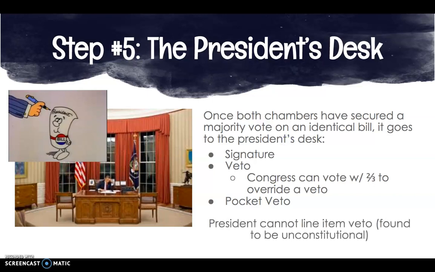Now, something that we've talked about: the president cannot line item veto a bill. This is found to be unconstitutional. They cannot veto specific portions of a bill and then sign it into law. They cannot edit the law themselves and then sign it. So it has to go back through Congress and receive that majority vote in both chambers of Congress.